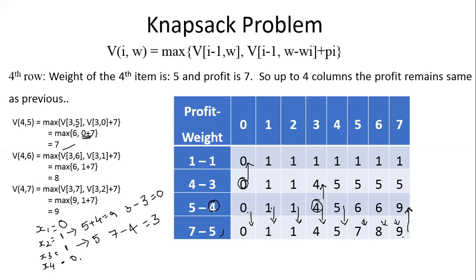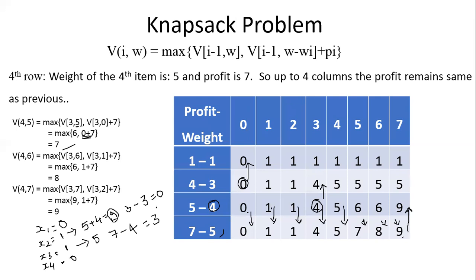So here these are the values. X1 is not placed into the bag. X2 is placed into the bag. X3 is placed into the bag. X4 is not able to be placed into the bag. Whenever x2 and x3, both of these two items are placed into the bag, x2 has a profit of 4 and x3 has a profit of 5. So these two profits are added together to complete the process. So 5 plus 4, the total profit is 9.